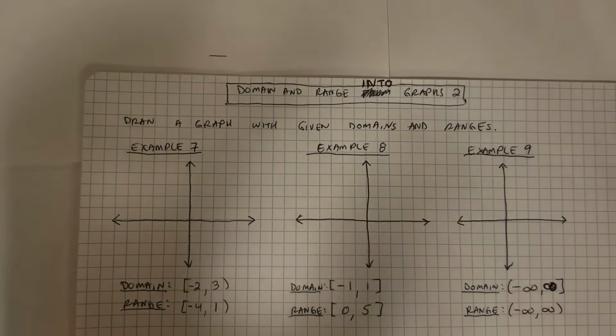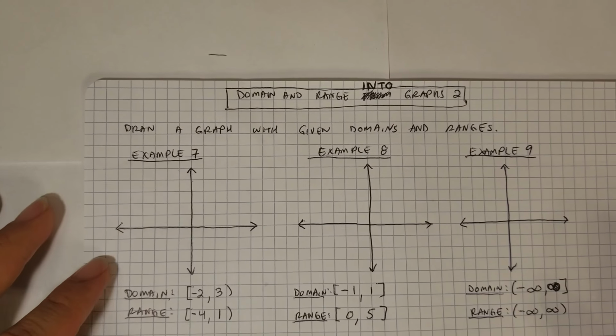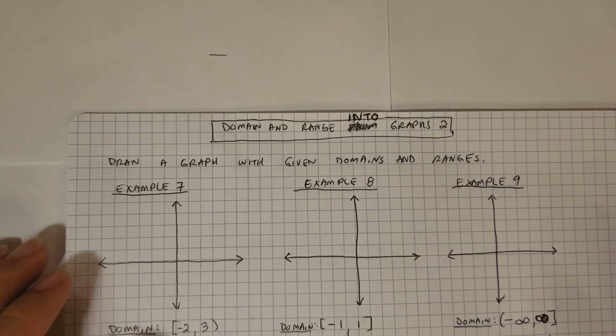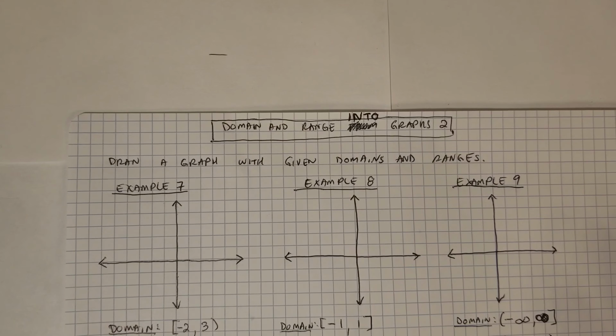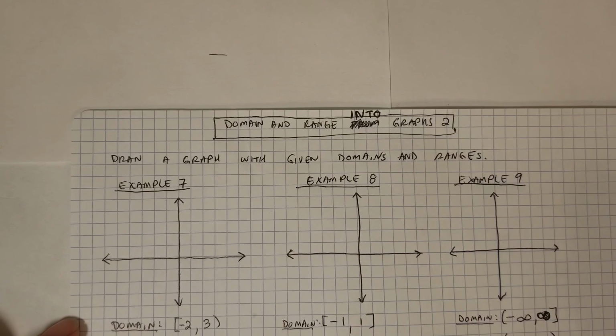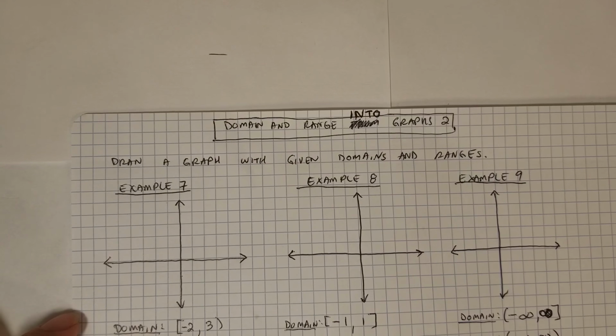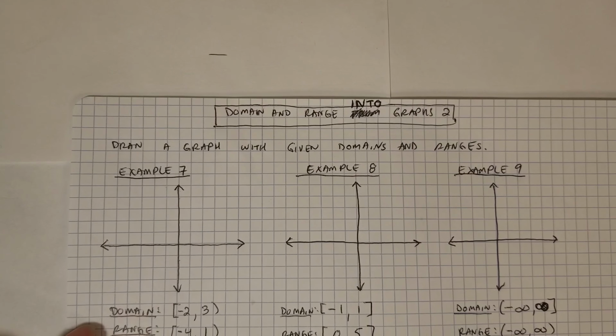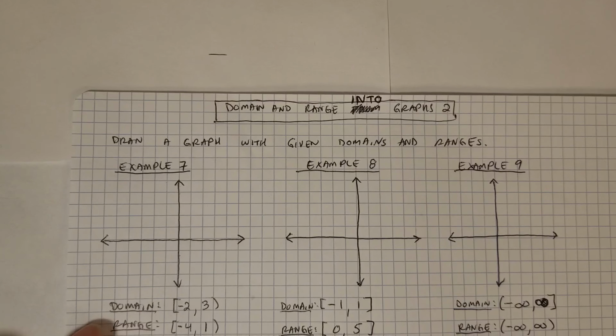Okay guys, so in this video we're going to be talking about if they give you a domain and range, how do we convert that domain and range into a graph? Basically there's no real easy way to do this except mainly trial and error. If they give you the domain and range, they basically give you the values of x and the values of y that this function exists.